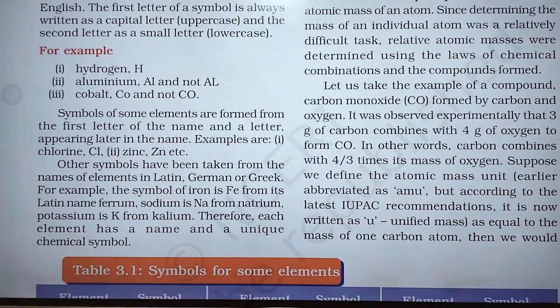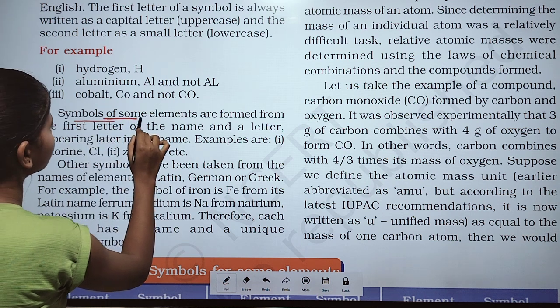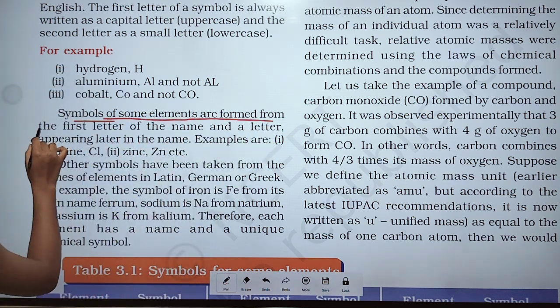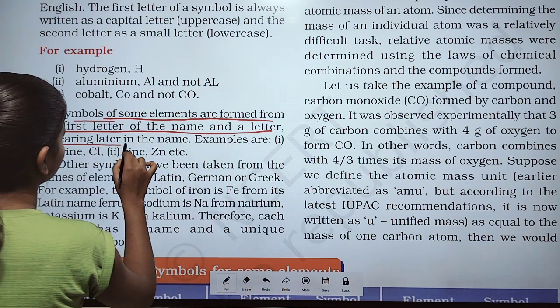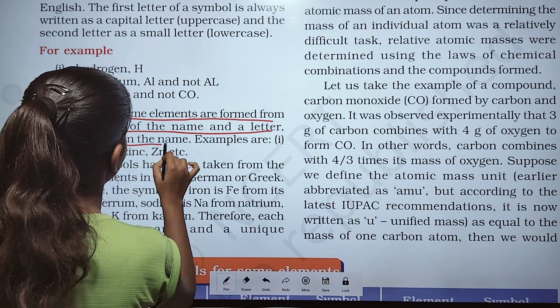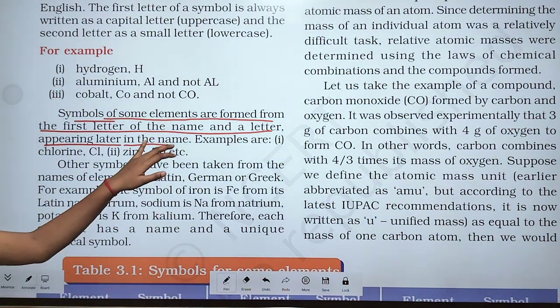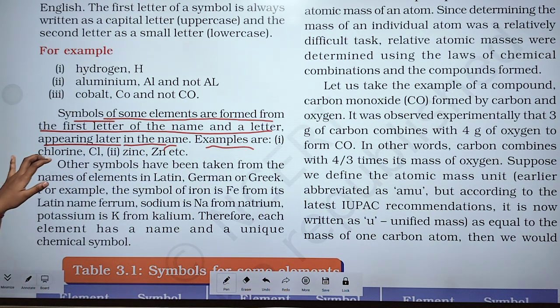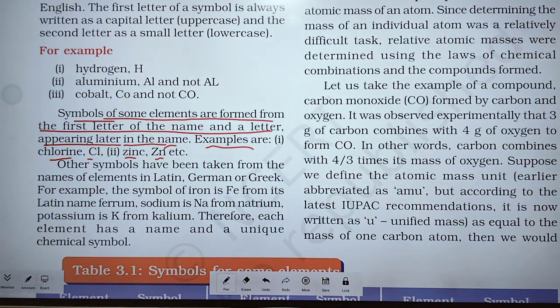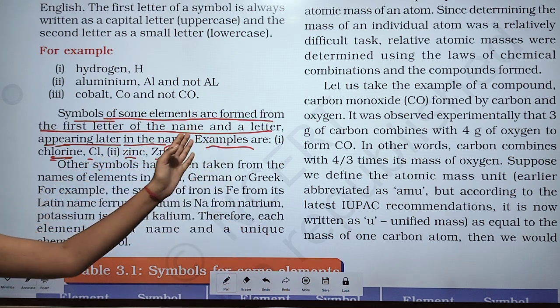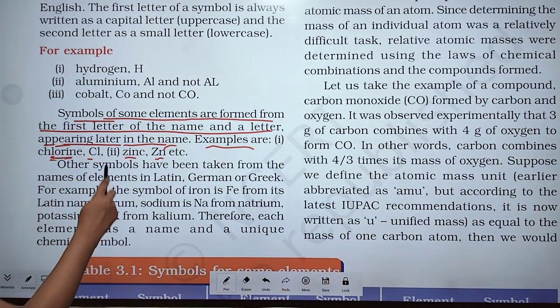Symbol of an atom. Symbols of some elements are formed from the first letter of the name and a letter appearing later in the name. Examples are chlorine, Cl, and zinc, Zn, etc.